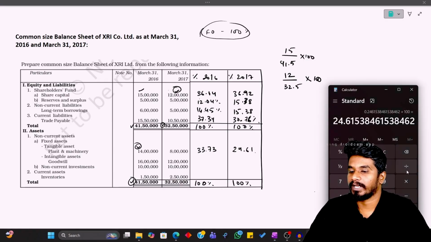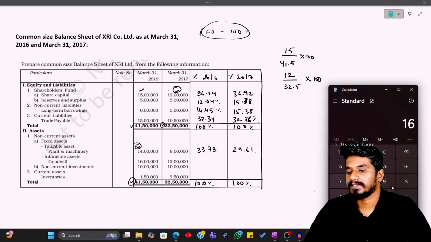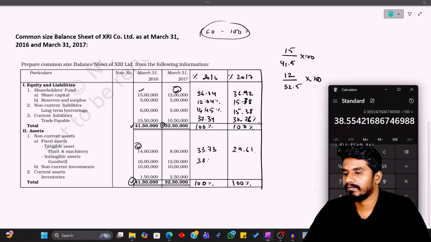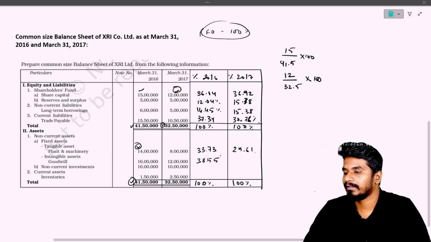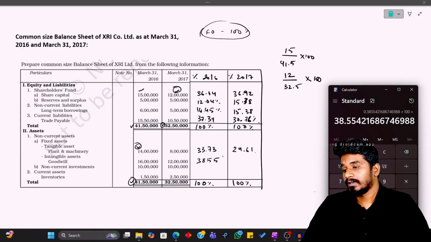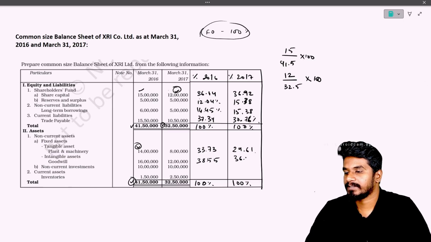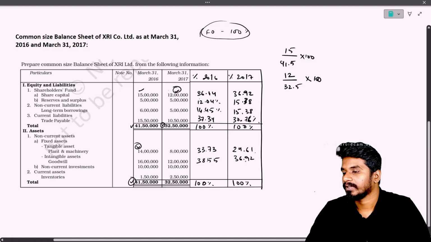16 lakhs divided by 41.5 into 100. There are no changes, no tough calculation. It is very, very easy. You can calculate easily. And again, for 2017, 12 lakhs divided by 32.5 into 100, you're getting 36.92.